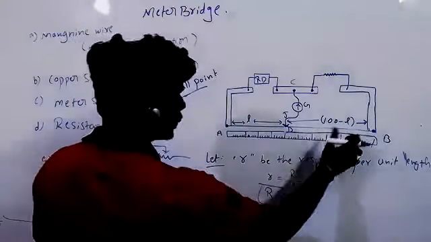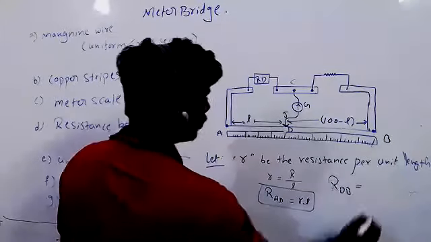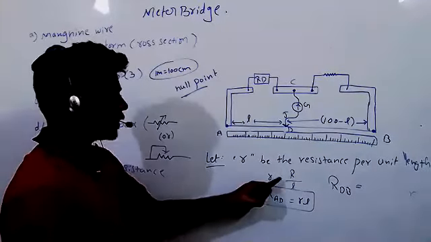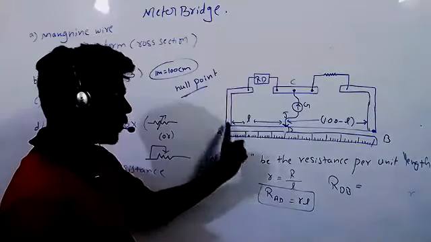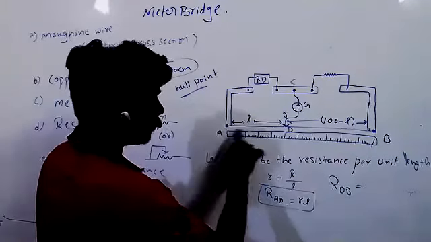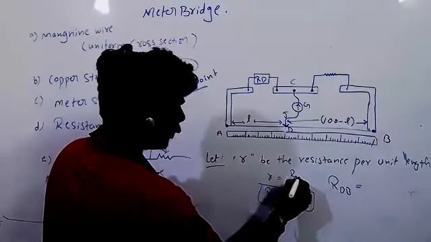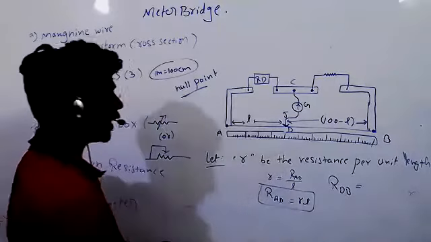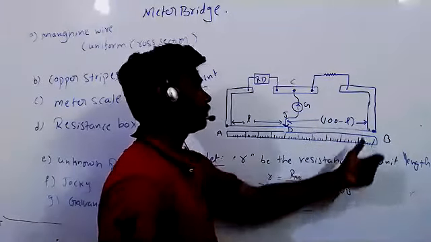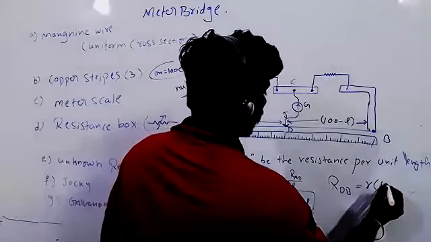Remaining here, how much resistance will be there? R_DB, how much will it be? Small r is the resistance per unit length. Between A and D the resistance will be r into L. Resistance between D and B, how much? 100 minus L, into r. So r into (100 minus L).